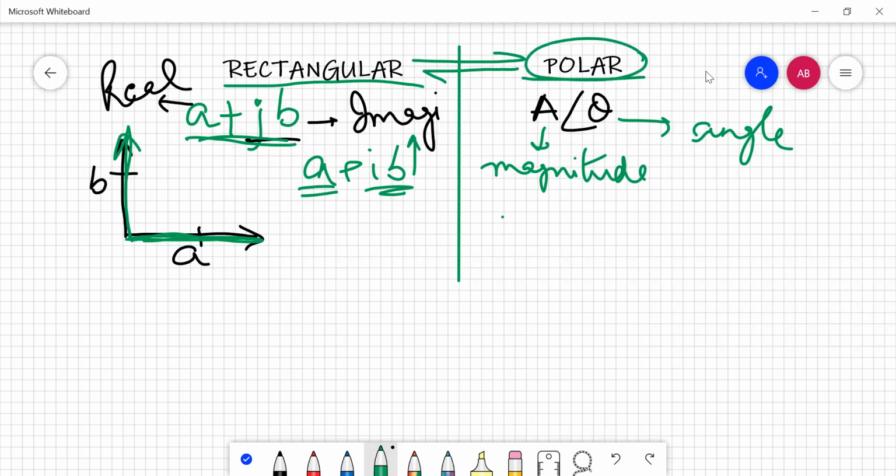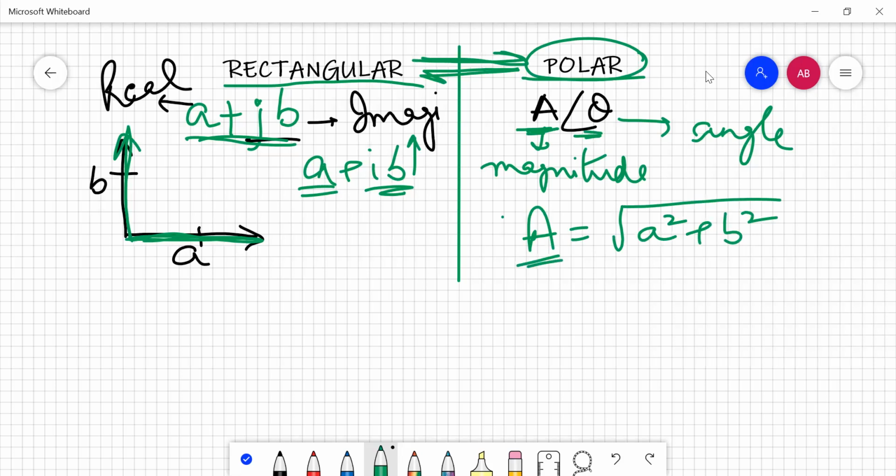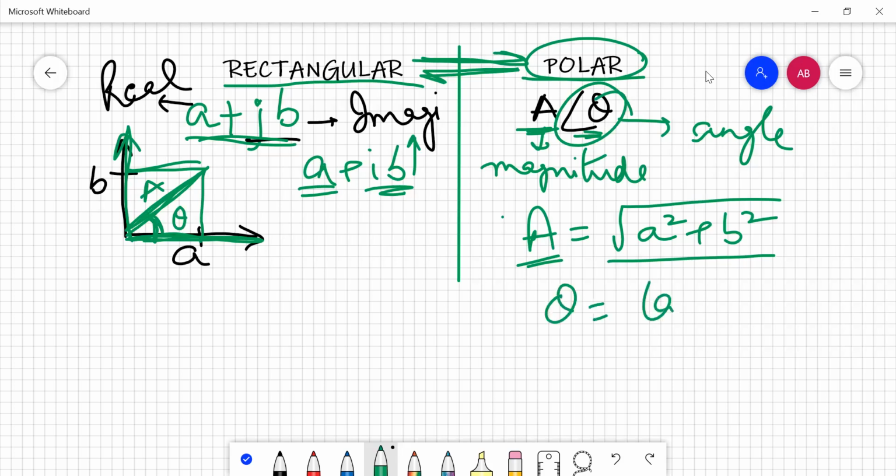The polar form is always given as A angle theta, where A stands for the magnitude and theta stands for the angle. When we have to convert from rectangular to polar or from polar to rectangular, this A is given as the square root of a square plus b square. If we want to know the value of the magnitude in the polar form, it will be equal to this. And if you check this figure, if we draw a diagonal like this, then this value is going to be A, and the theta that it makes with the base will be the angle theta. That will be given by tan inverse of the imaginary part divided by the real part.